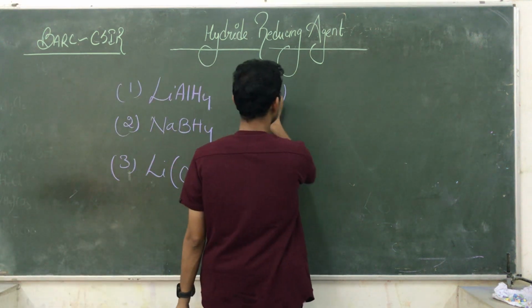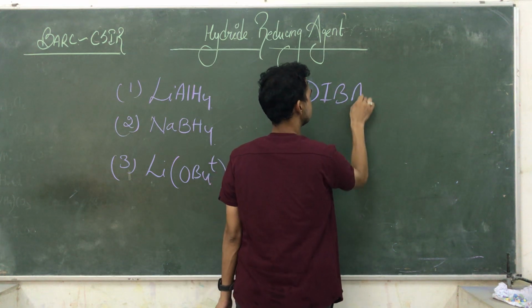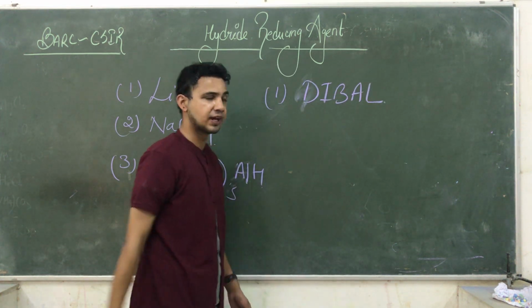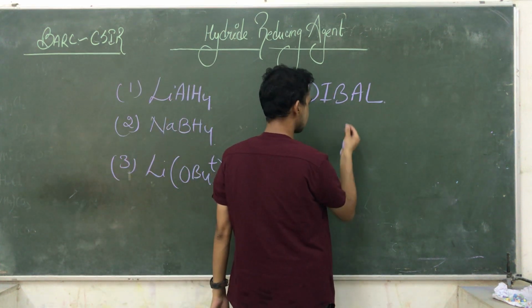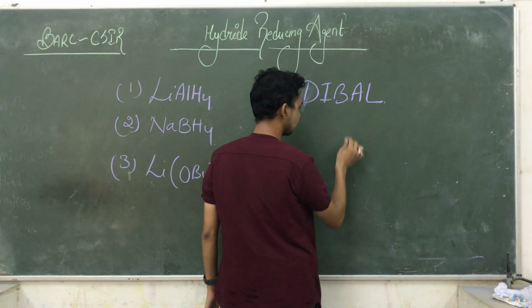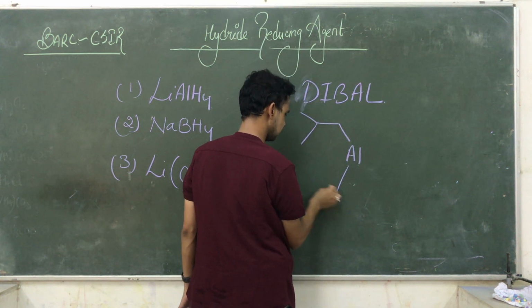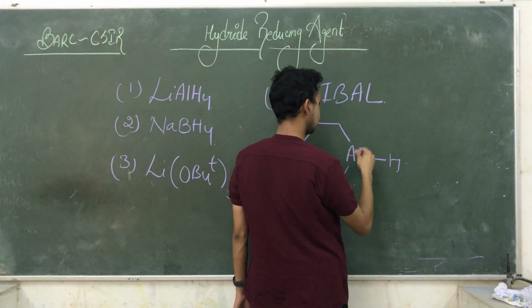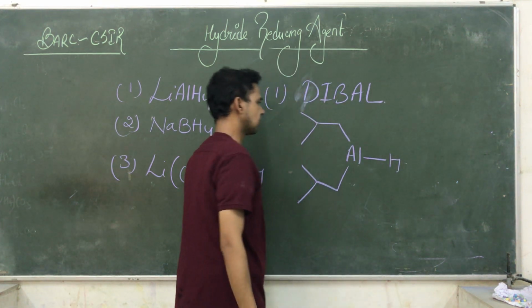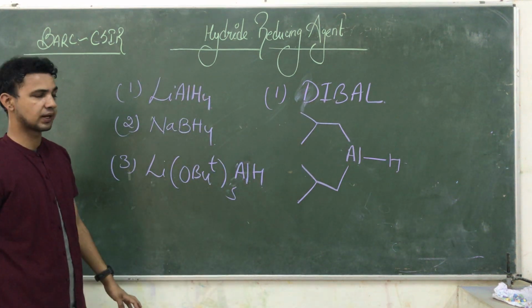The next one, guys, is DIBAL, diisobutyl aluminium hydride. Its structure is like this: isobutyl aluminium hydride. So that is diisobutyl aluminium hydride. Its structure is like that.